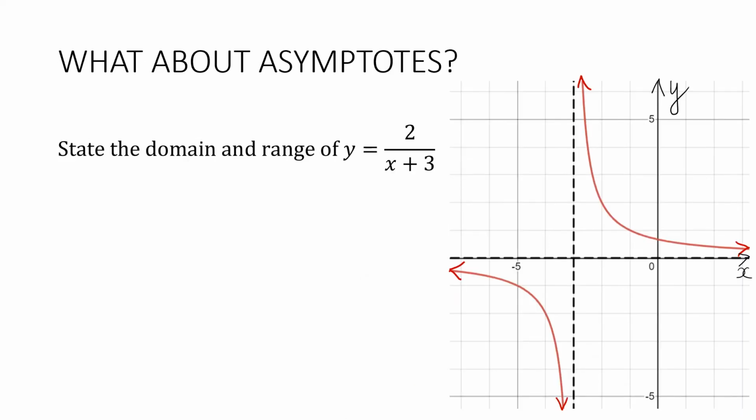Now what happens with domain and range if we've got asymptotes, like this question? Here we've got an asymptote at x is equal to -3 and another one at y equals 0. You could write it using inequalities: x is less than -3 or x is greater than -3. But it's easier just to state what x isn't equal to, and this implies that every other value is okay. So for our range, we would write y is not equal to 0.